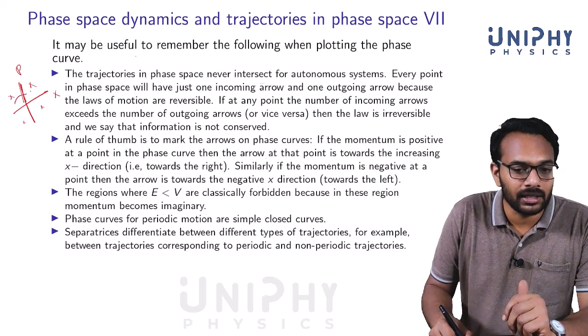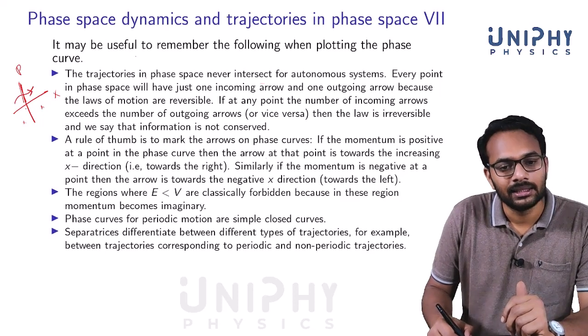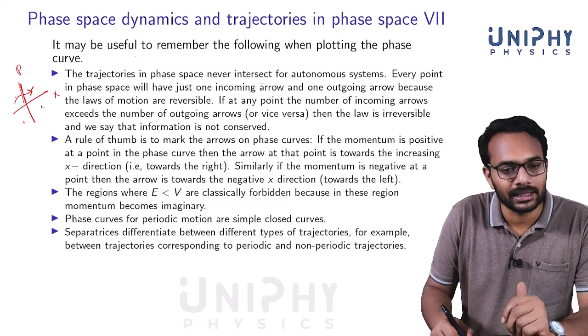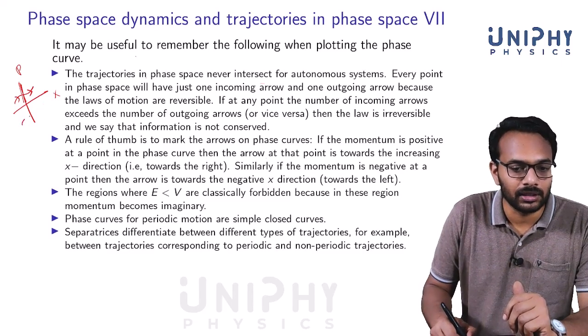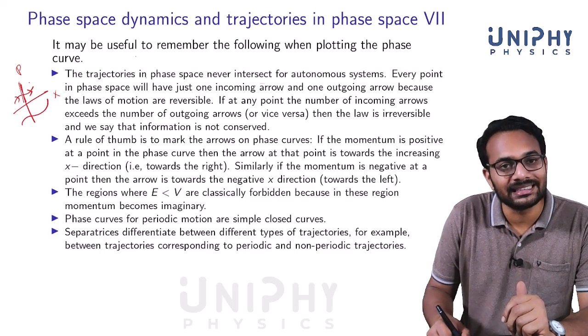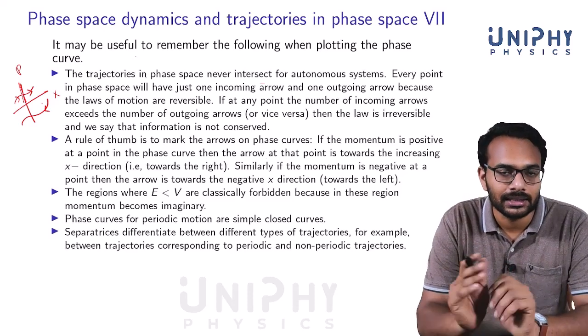If you have a curve like this, you see that the momentum is positive. In this quadrant, the arrow has to be towards the positive x direction, and also in this quadrant. Similarly, if you have some curve like this here, it's in the quadrant where p is negative. This means that the arrow is towards the negative x direction. That's a simple rule to remember.